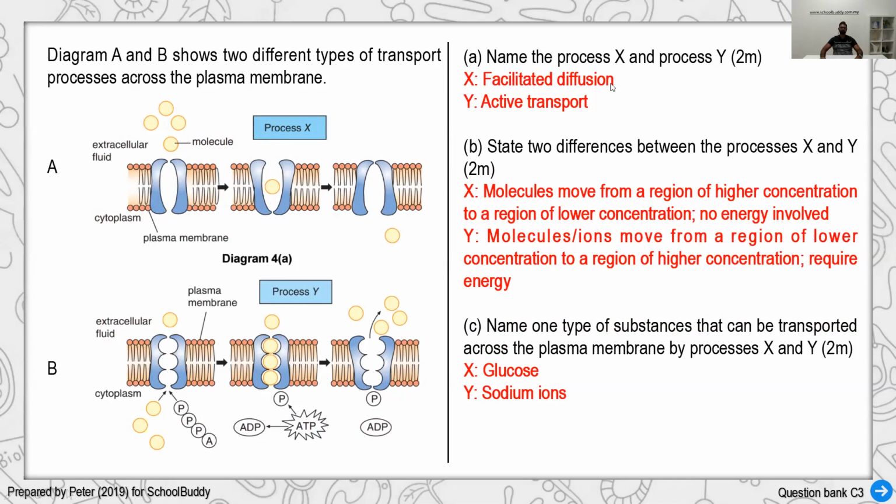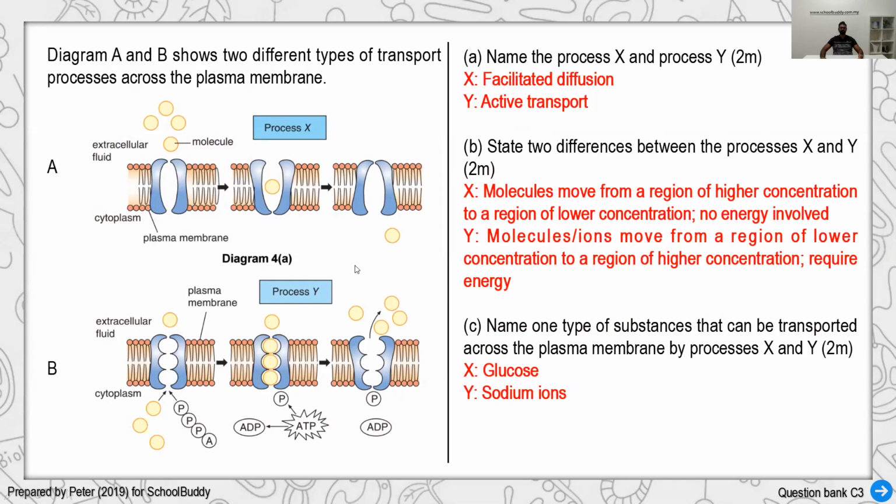So you can write facilitated diffusion in this case. What we've been seeing is that there's an ATP, and an example here is a carrier protein similar to a sodium pump. So that's obviously an active transport. Next, we're going to see what differentiates these X and Y.